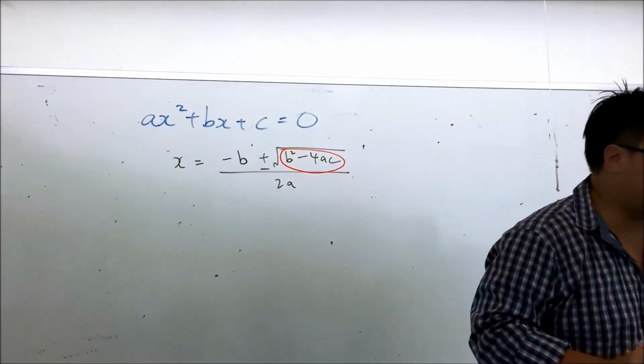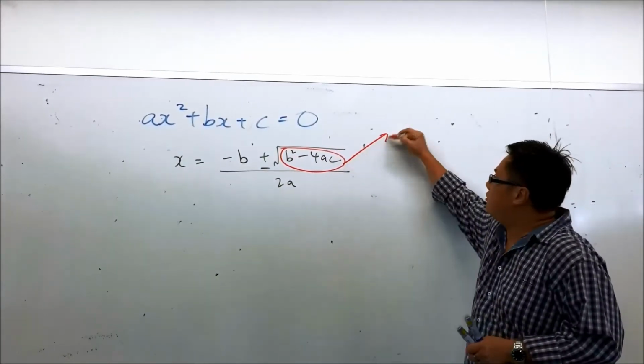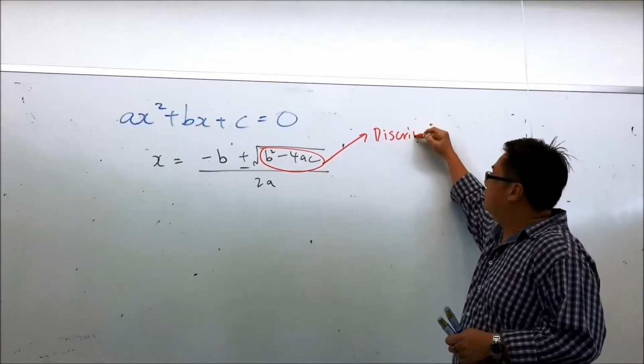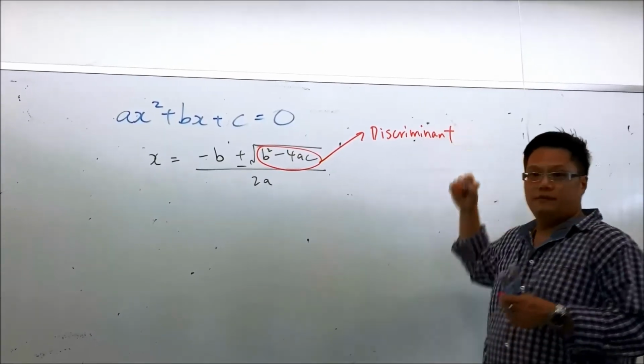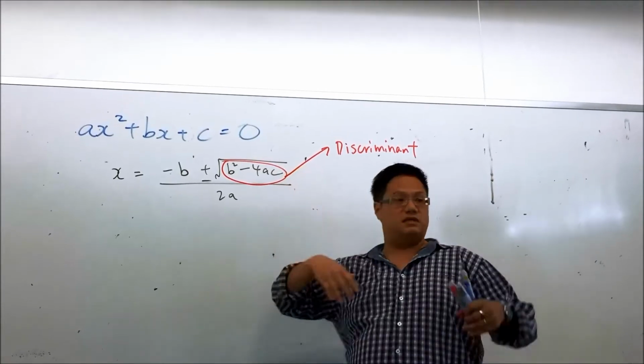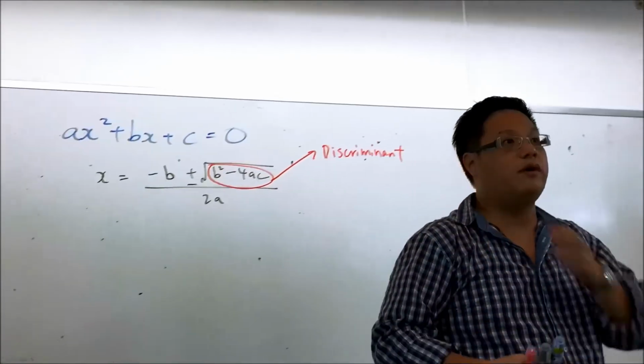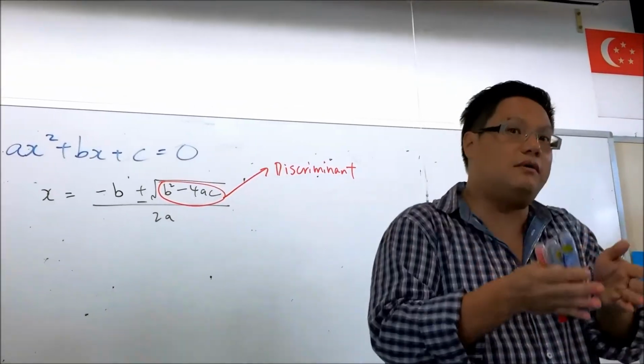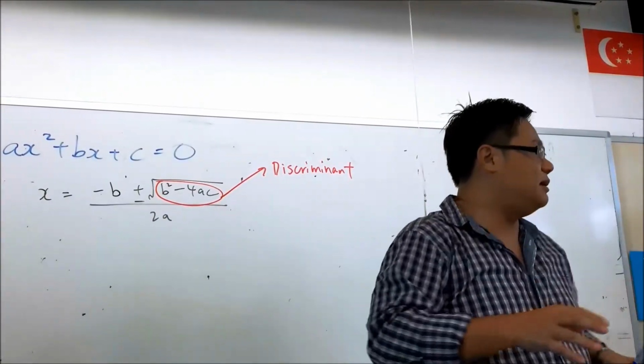This b squared minus 4ac. There's a name given to it. It's called the discriminant. B squared minus 4ac is called the discriminant. Okay, this one Miss Lim will run through with you in greater detail when you do your roots. But to share with you, just to let you know something a little bit more.